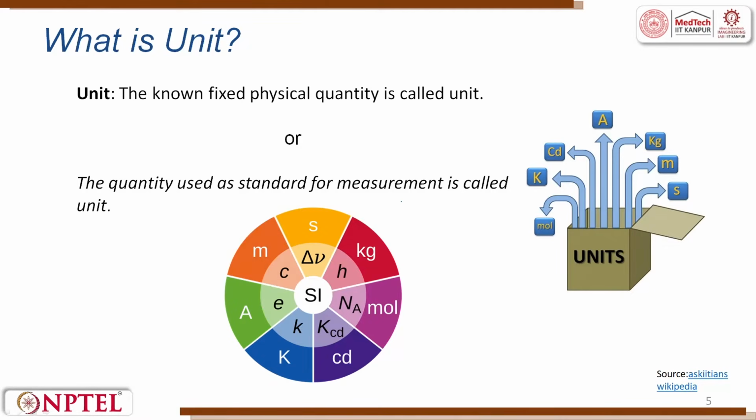What is a unit? It's a very fundamental question. The known fixed physical quantity is called a unit. There can be several units like this. In chemistry, you see mole; in material science, or again in chemistry, you see Kelvin, then you see candela; ampere in electrical engineering; kg in mechanical or aero; meter and second. These are all units. The known fixed physical quantity is called a unit.